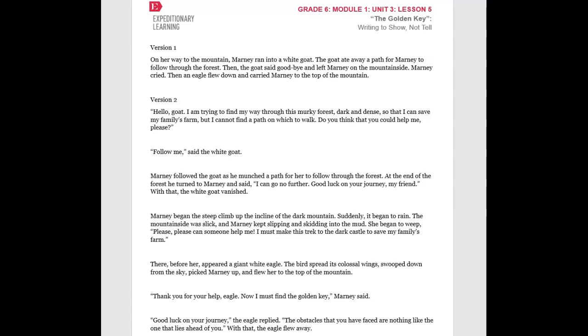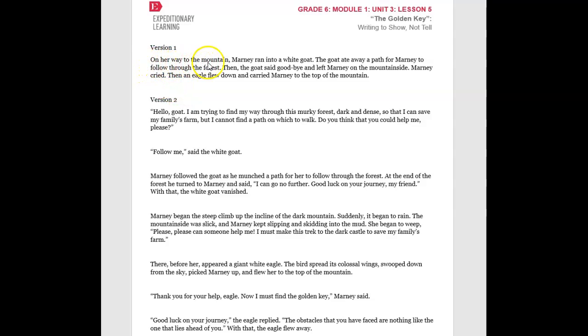And this is a quick story called The Golden Key. All right, so there are two different versions. I'm going to read aloud to you the first version, and then we will analyze the second version together. All right, so here's version 1 of The Golden Key.